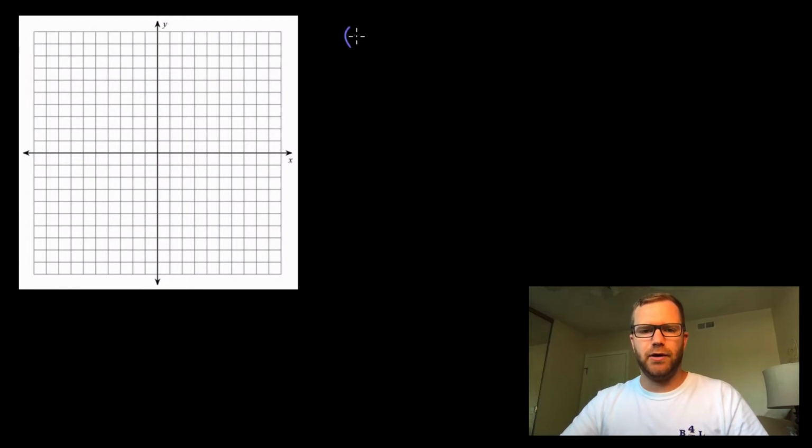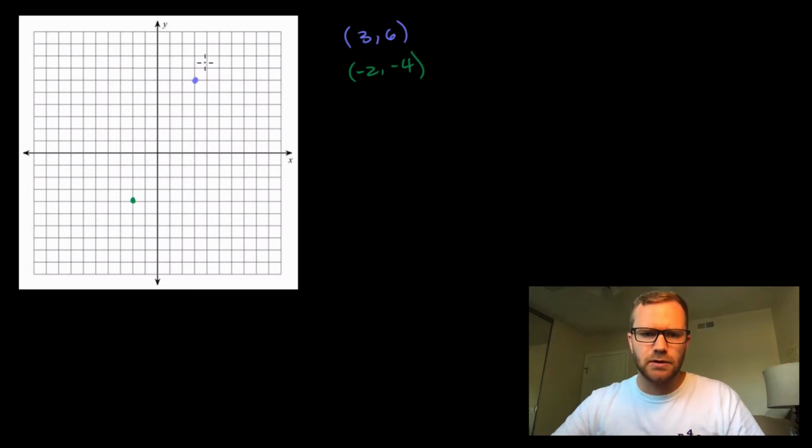So let's say we have the point (3, 6), and another point (-2, -4). So we have (-2, -4) down here, and maybe the point (3, 6). So 3, 1, 2, 3, 4, 5, 6 up here. So we have those 2 points. This is (3, 6). And then this is (-2, -4).